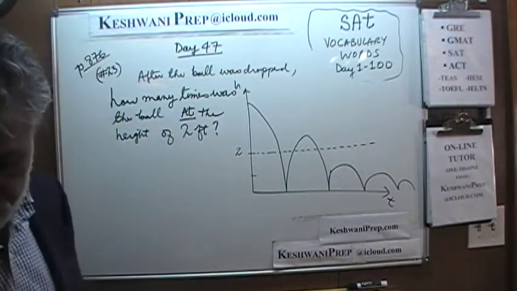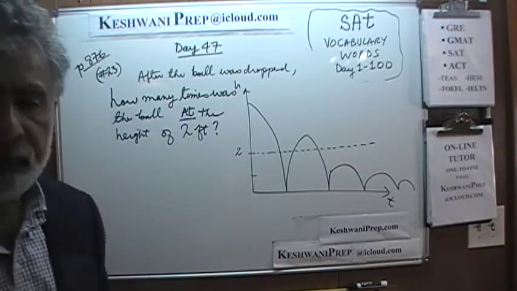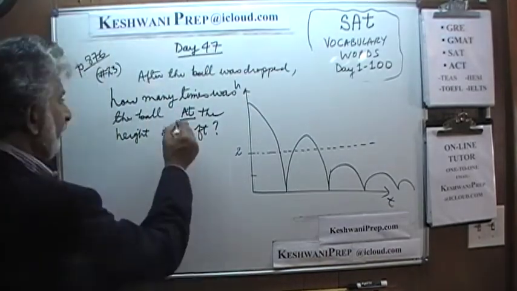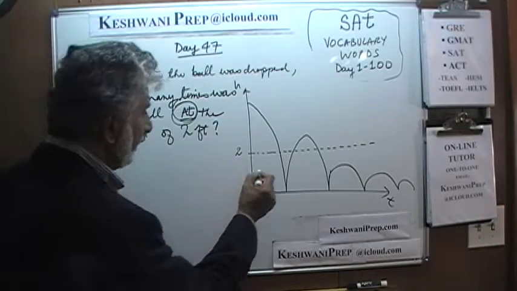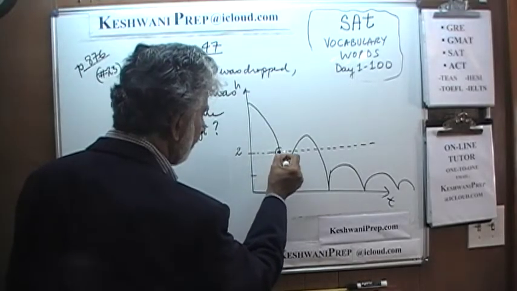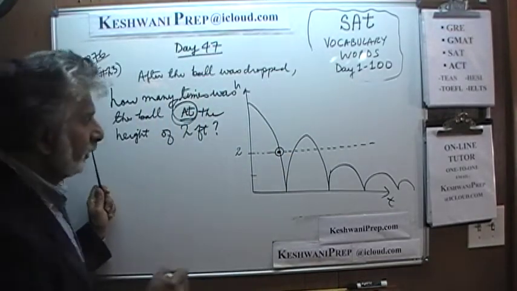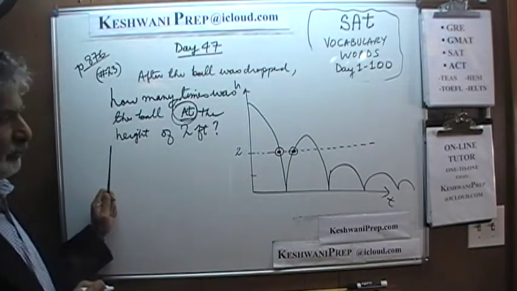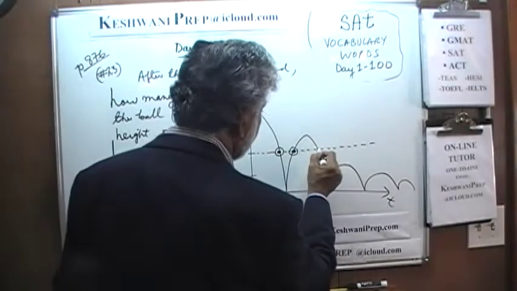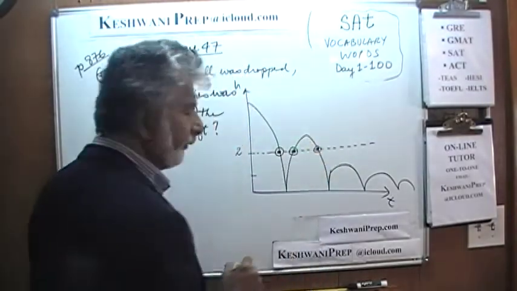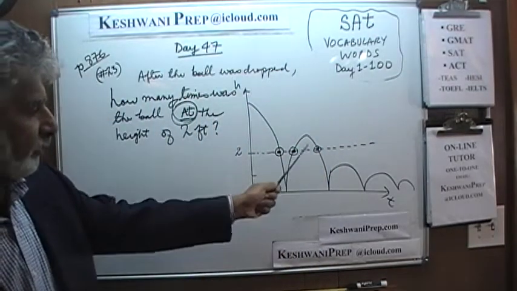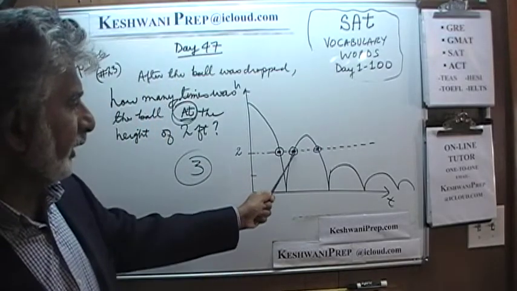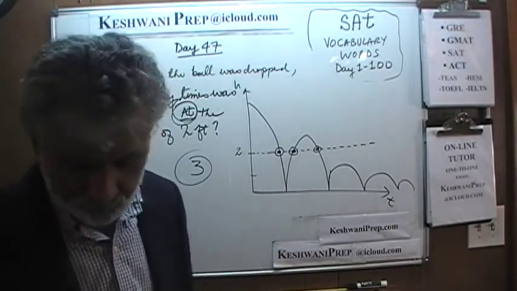So how many times is the ball at the height of 2 feet? Well, let's count them, shall we? Here's one time. This is the first time when it reaches the height of 2 feet. Here's the second time. It reaches the height of 2 feet right here. And it reaches it again at the height of 2 feet on the way down. There we go, 3 times. The answer is 3. It reaches the height of 2 feet here, here, and here. The answer is C.